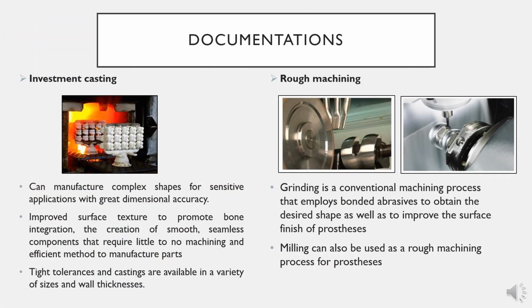Documentation for investment casting: it can manufacture complex shape for sensitive application with great dimensional accuracy. It can improve surface texture and has tight tolerance, and castings are available in a variety of size and wall thickness. Secondly, in the machining process, which is grinding and milling, it can obtain the desired shape and improve surface finish.